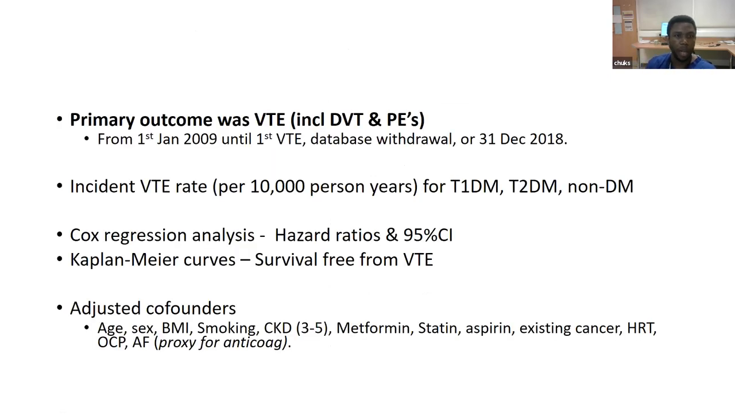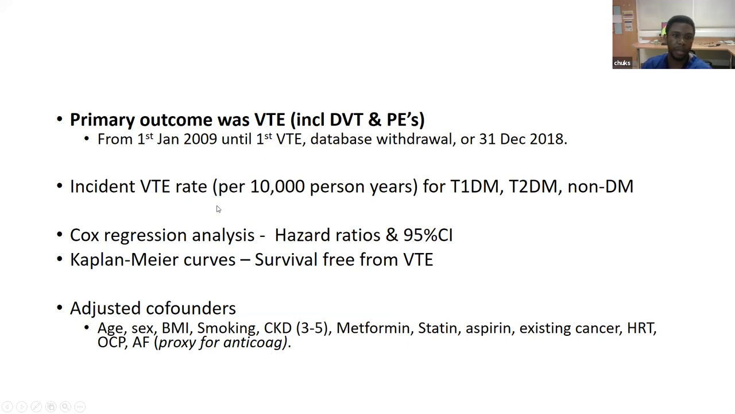So the primary outcome was VTE. This included DVTs and PEs. Again, this was from all the patients in the database from January 2009, and they were followed up until their first VTE, or they were withdrawn from the database for whatever reason, up till the 31st of December 2018. And I think 2018 was used as that's when the GPs transitioned from the Read classification to, I think it's SNOMED CT, which is the classification system they use to label diagnoses in the database. So I guess this way it gives them some consistency in how the patients were classified.